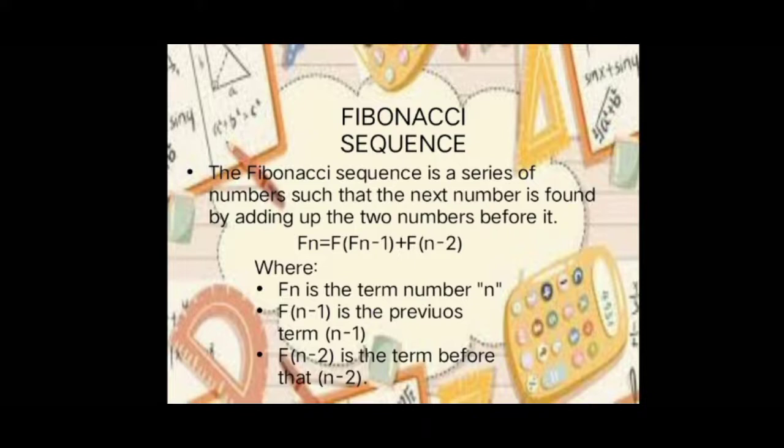The next is the Fibonacci sequence. The Fibonacci sequence is a series of numbers such that the next number is found by adding up the two numbers before it. So f of n equals f of n minus 1 plus f of n minus 2, where f of n is the term number n, f of n minus 1 is the previous term, n minus 1, and f of n minus 2 is the term before that, n minus 2.